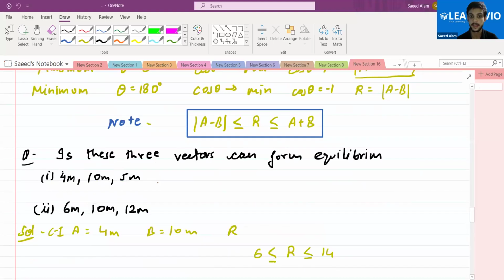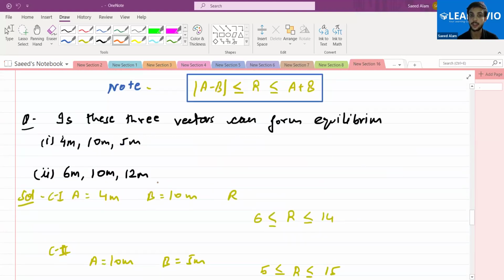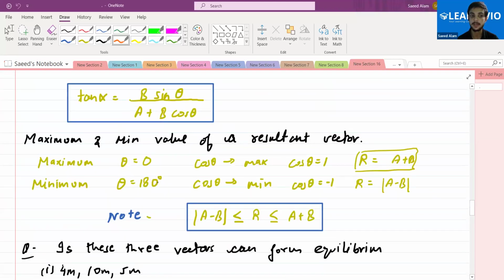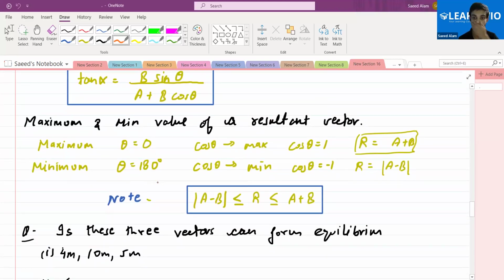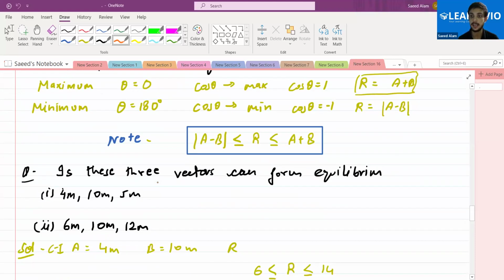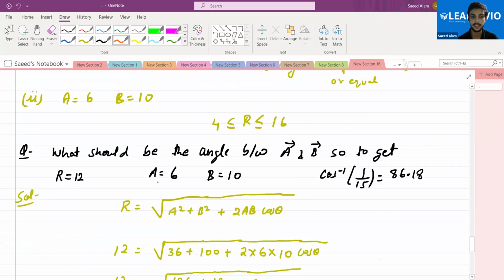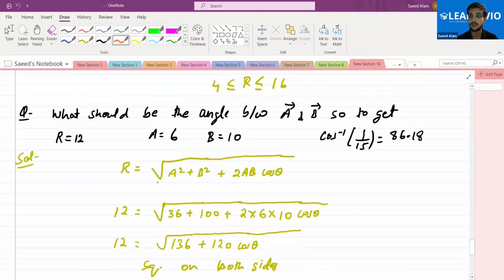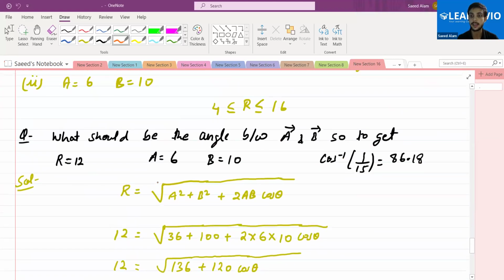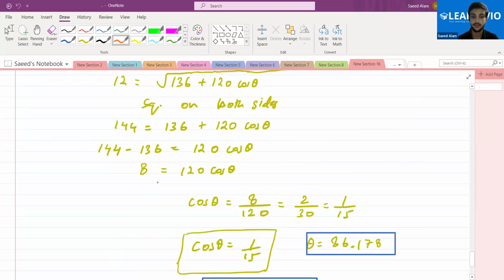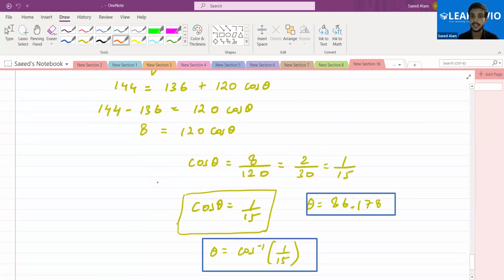Yes or no? For the minimum, what should be the angle between A and B? 180. And for the maximum, what should be the angle between A and B? 0. Yes. After that, we had seen all these things, right? So we had already covered this. And after that, we had also seen if the two vectors are so, what should be the angle in between them? So we had covered all these things in the last class.